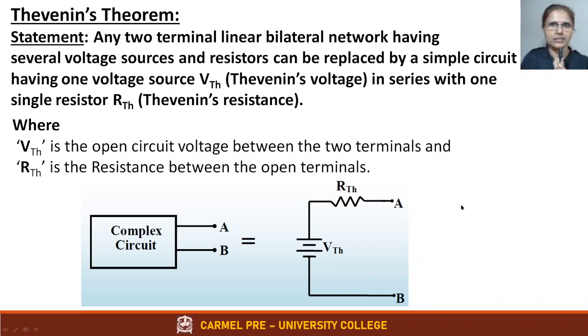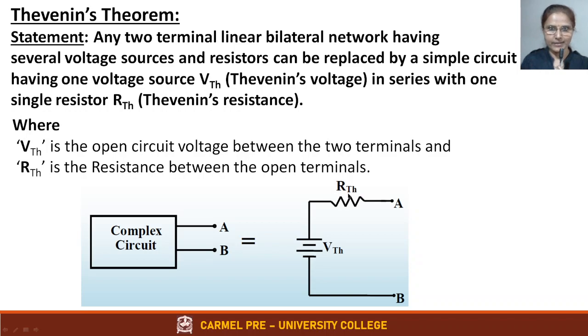So how do we get VThevenin and RThevenin from the complex circuit? Again, it is going to be simple. For VThevenin, suppose I give you a multimeter, an instrument using which you can measure voltage, current and resistance. In the lab experiment, all you have to do is connect the multimeter between these two points in voltmeter mode and measure the voltage. That is your VThevenin.